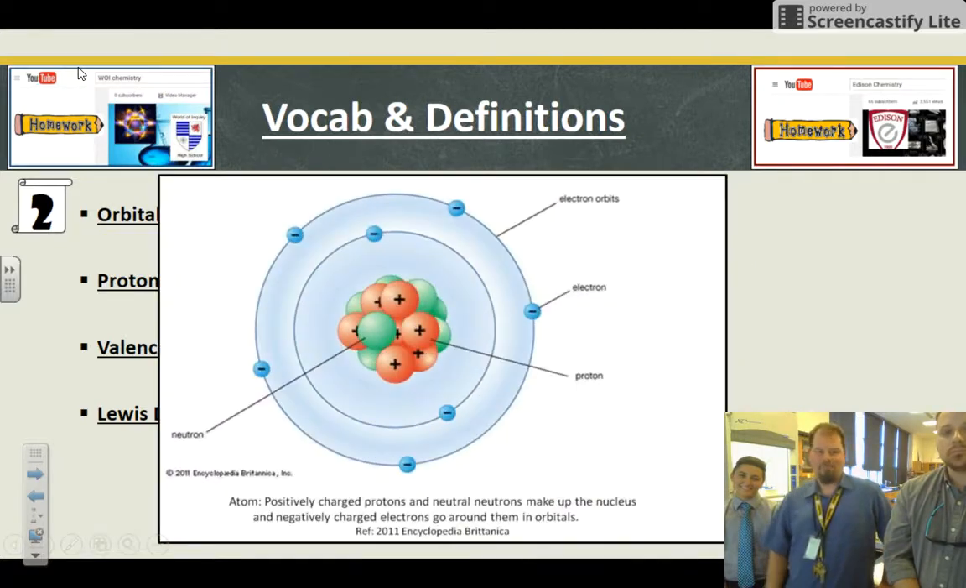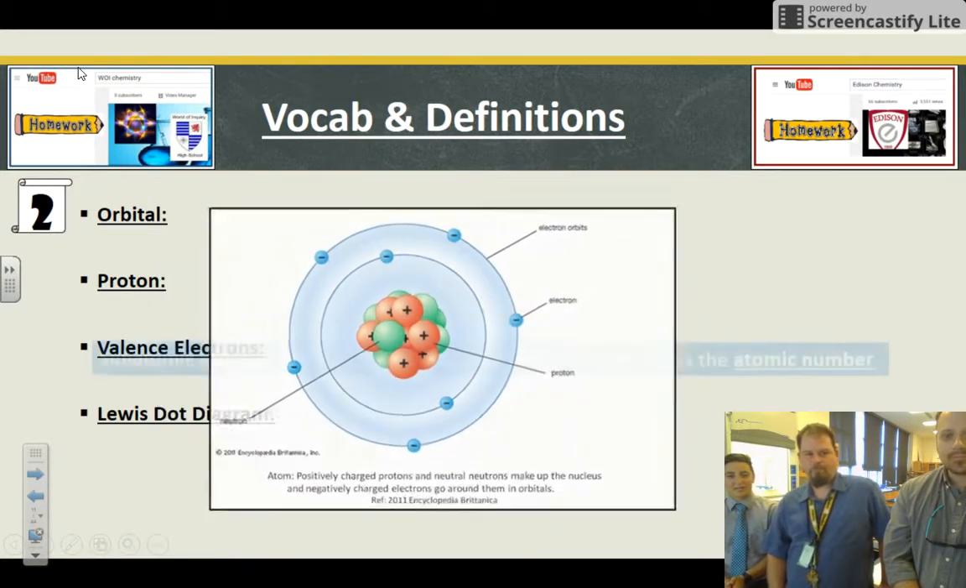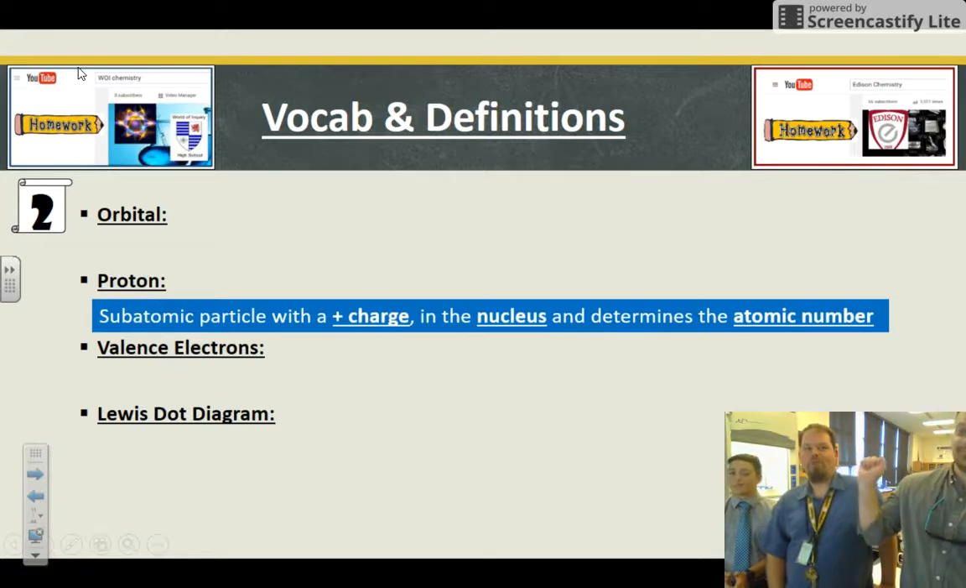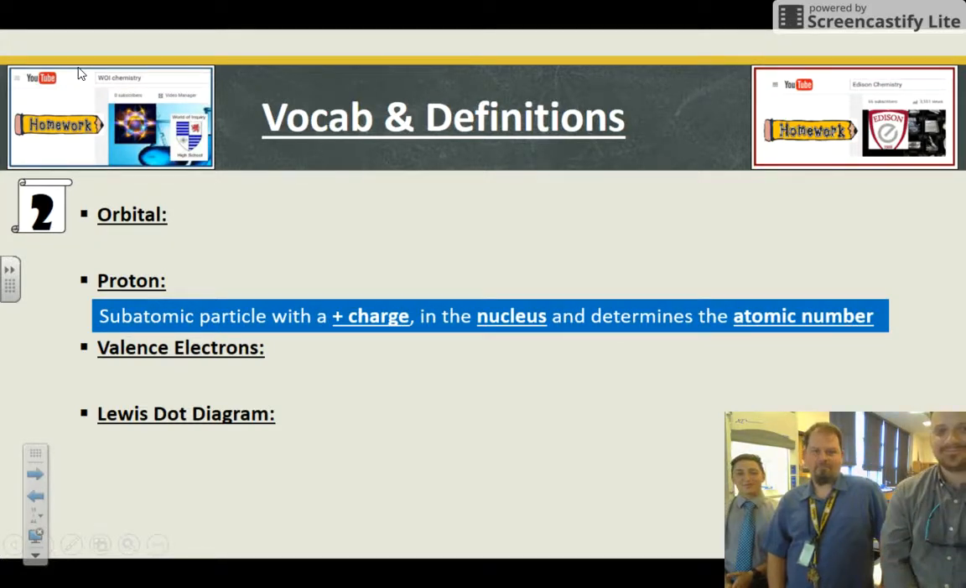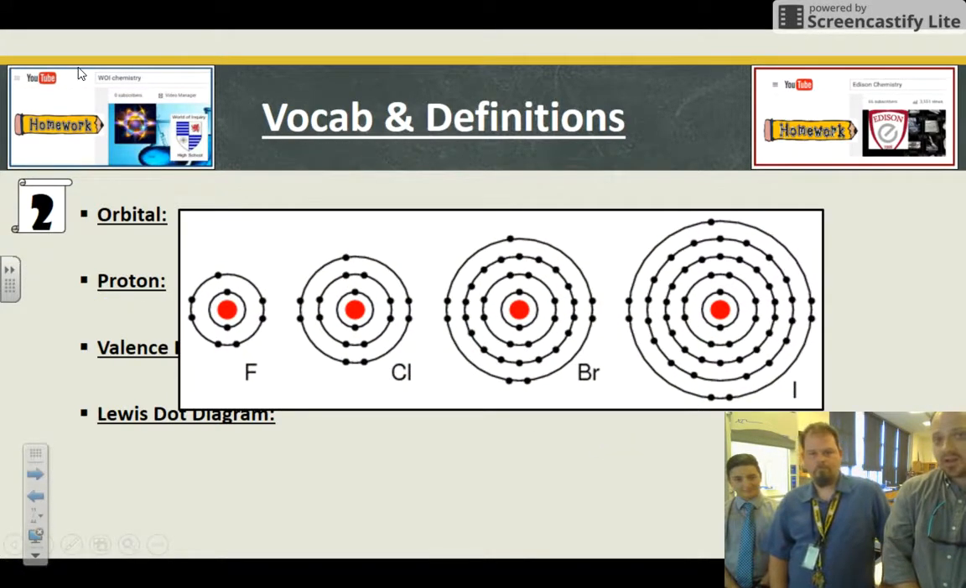Let's keep it simple. All right, next up is the proton, another favorite subatomic particle. Has a positive charge. It's in the nucleus, and it determines the atomic number. Very good.